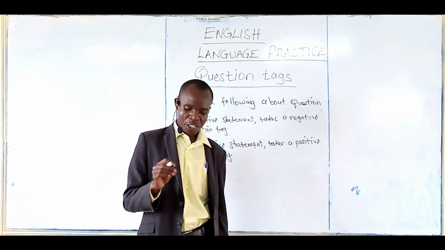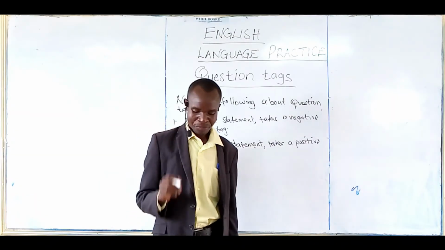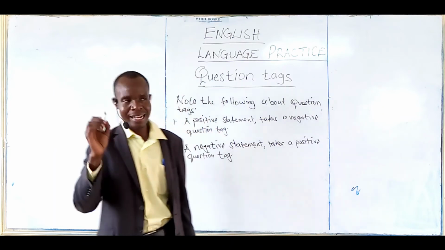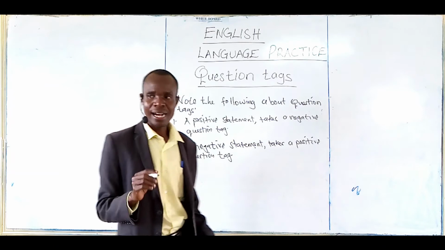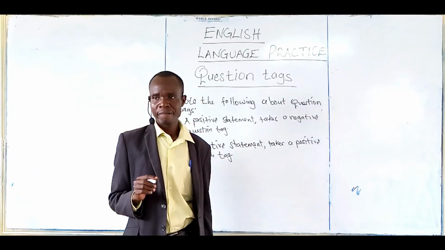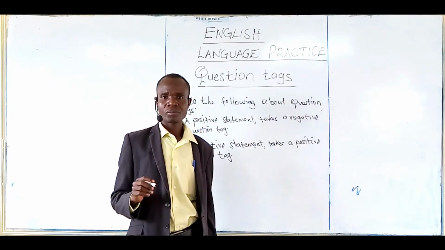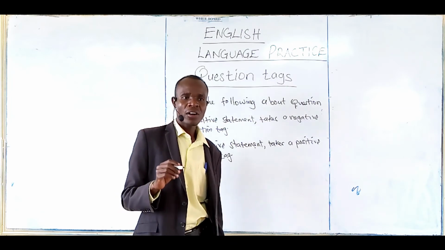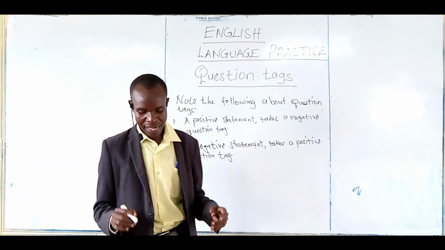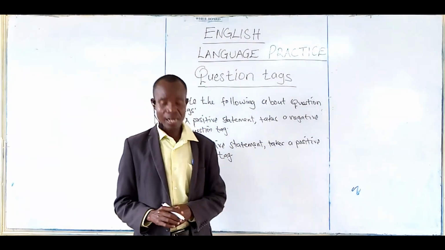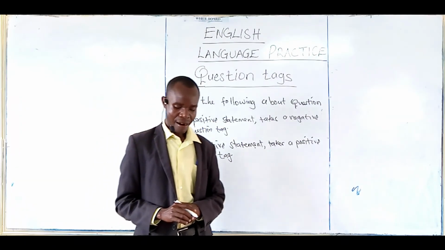Point number 6, the question tag for I am is aren't. That is the rule. The question tag for I am is aren't. I am taller than her, aren't I?